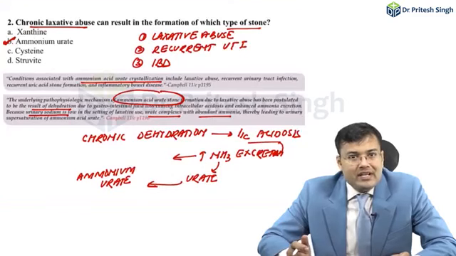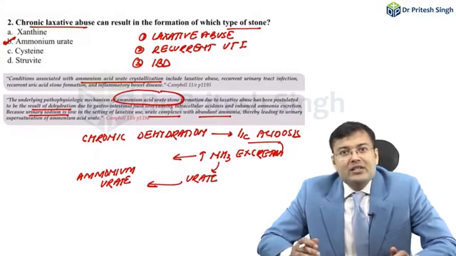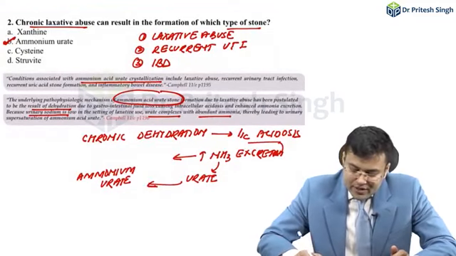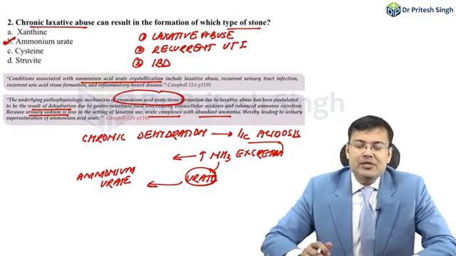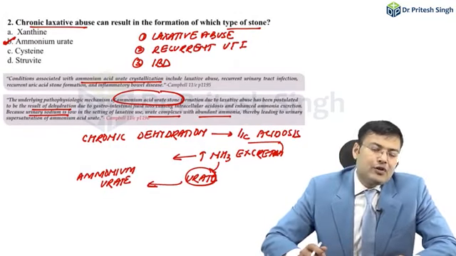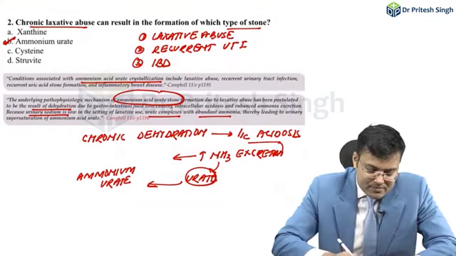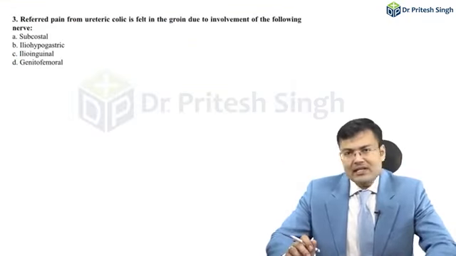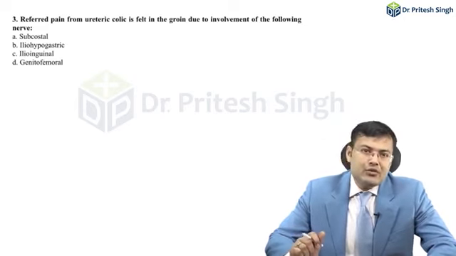It leads to increased ammonia secretion in the urine, and there is low urinary sodium. That's why urate combines with ammonia in the urine and there is formation of ammonium urate. So for this question, the correct answer is ammonium urate, option B. Lots of questions are asked related to referred pain in cases of renal and ureteric colic.